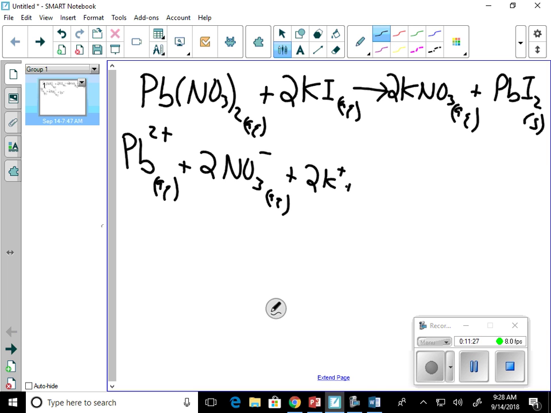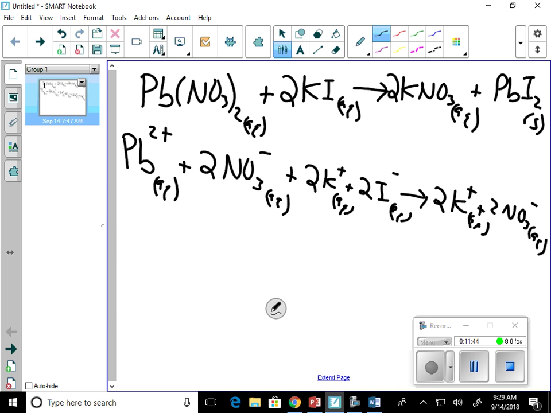2K plus, 2I minus, yields 2K plus, 2NO3 minus. Both of those are aqueous. Sorry, I'm running out of room. I'll write my final product on the bottom here.